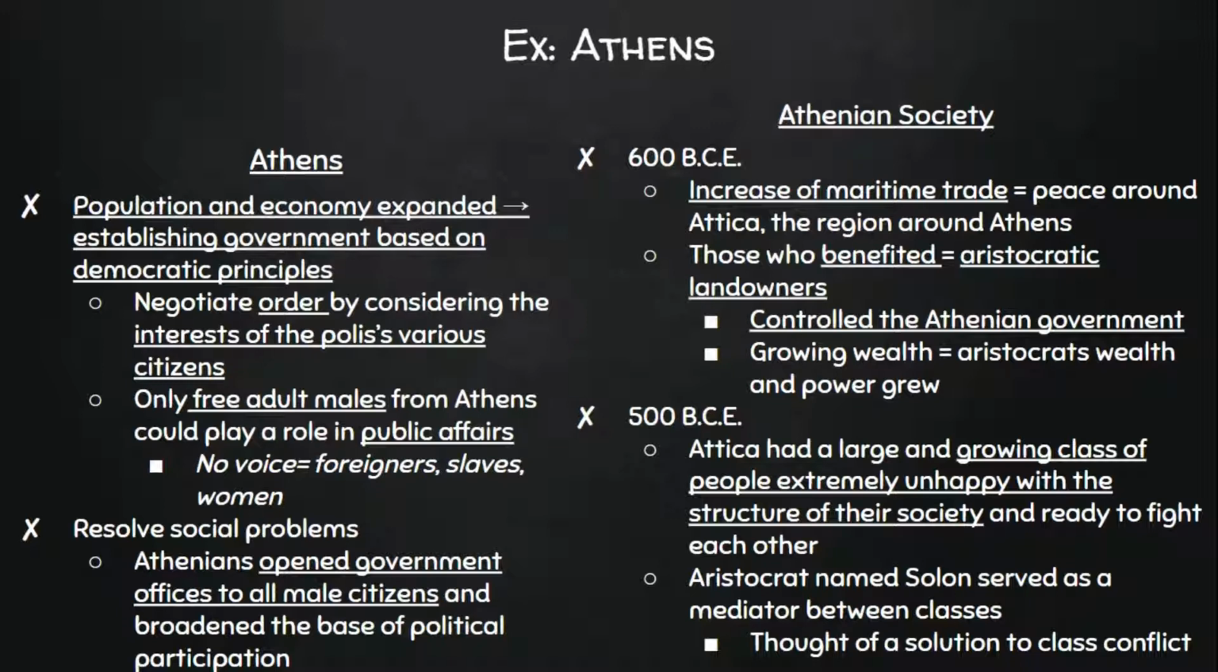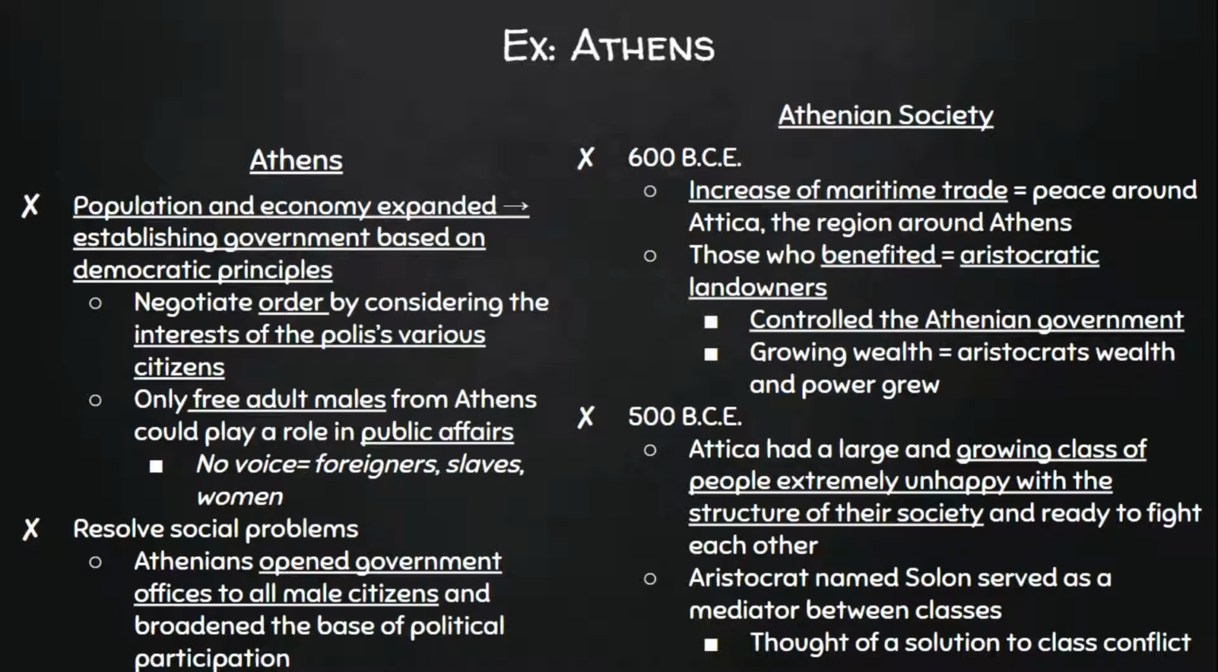You could only be a citizen if you were a free male adult from Athens. You had absolutely no voice if you were a foreigner, if you were a slave, or if you were a woman. They would resolve social problems by opening government offices to all free male citizens and try to have as much active participation as possible within their political realm.